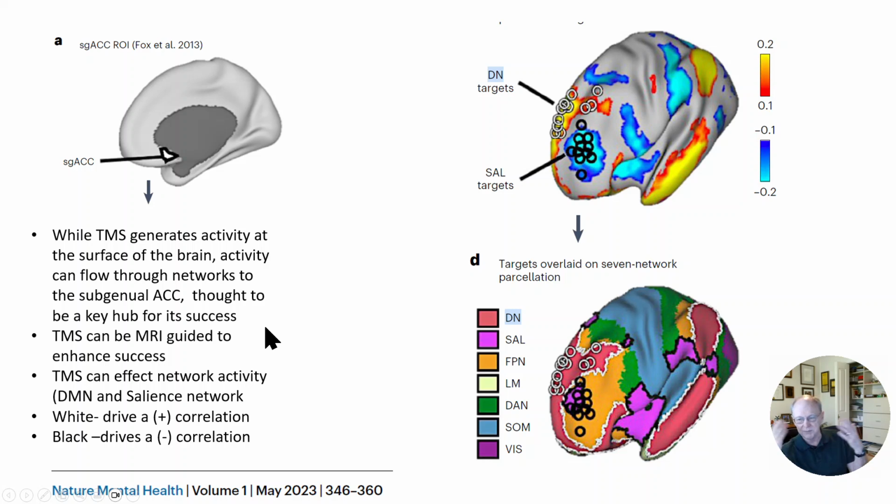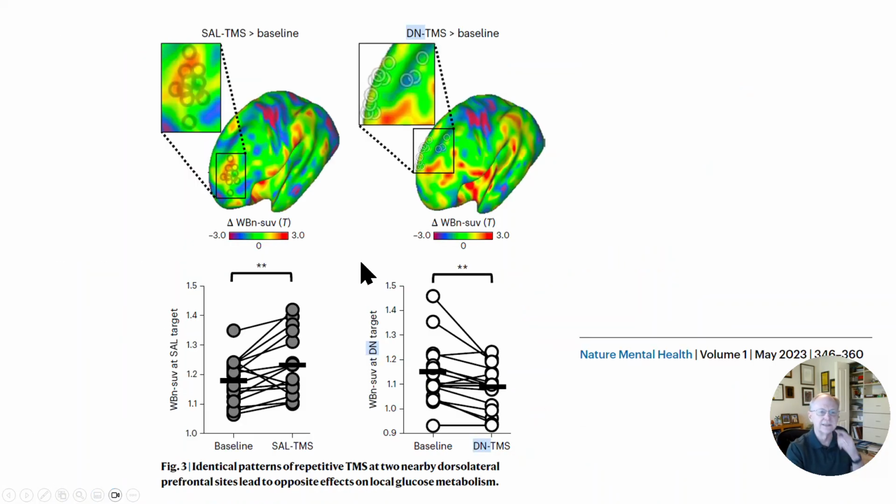And increasingly, and Peter Fox is one here at our center, one of the pioneers of this, is to do an MRI, a structural MRI, before they do the TMS and use that so that you can target that field more precisely. And thus, the TMS can affect network activity. And the white means areas where we've driven a positive correlation, and black means we've driven a negative correlation. That's more clear in the next slide.